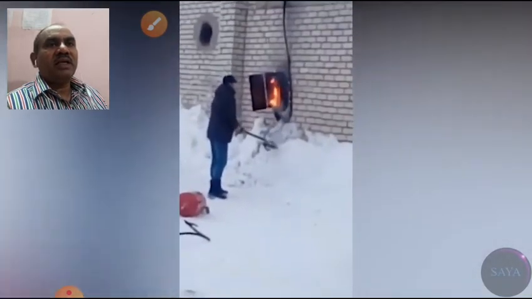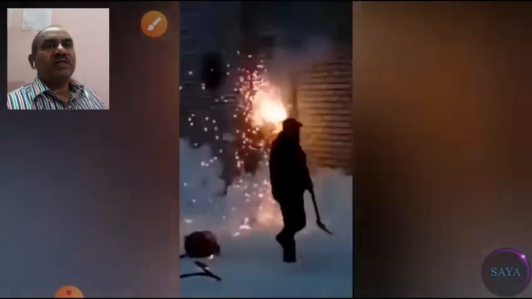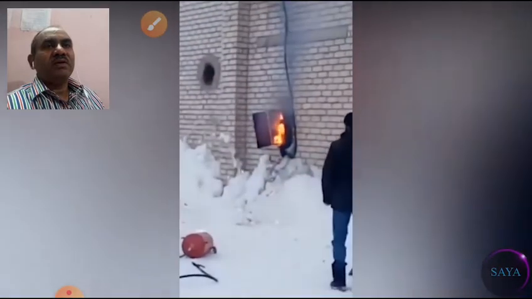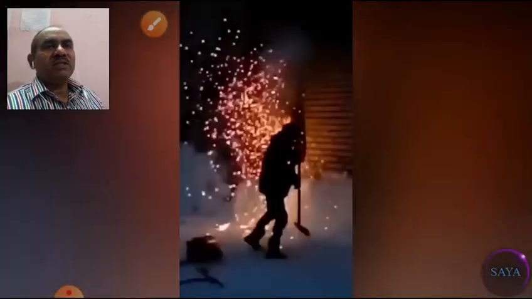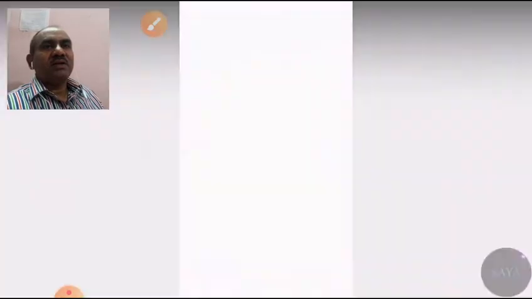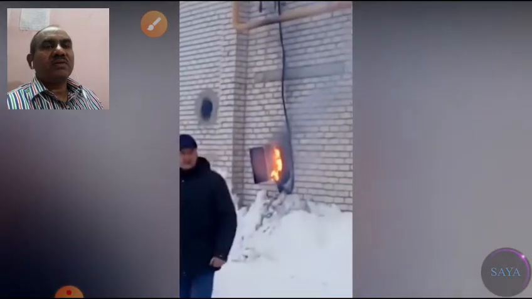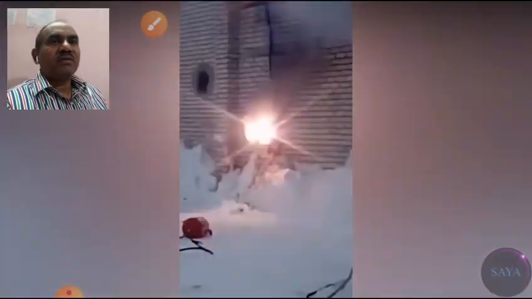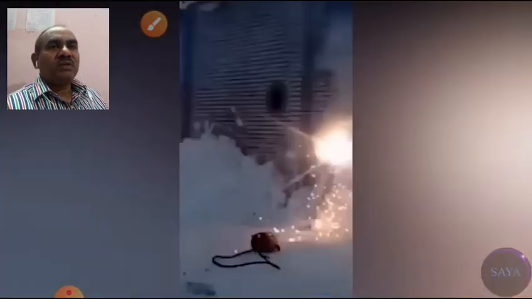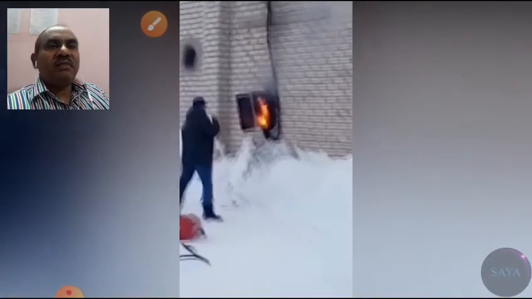You can see here also what is happening. This is the electrical energy, very dangerous. You have to be very careful. So we have to switch off the supply immediately at the substation. So these are the severity. You can see it.